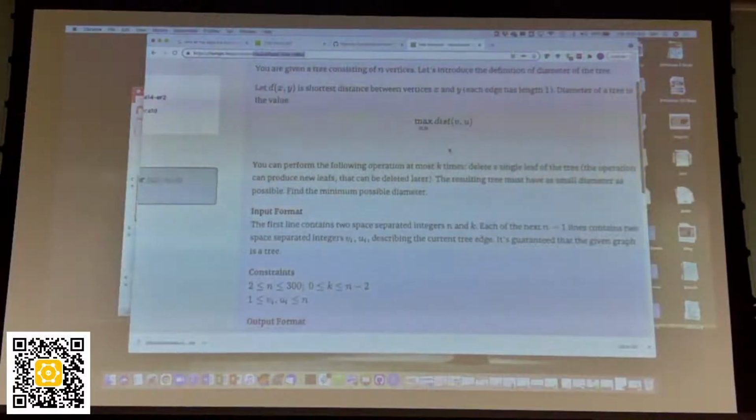Okay, so this is an extension of the problem we looked at last time. You were probably not here. So we looked at this tree diameter problem. You're given a tree, and the diameter is defined as the distance between the farthest pair of vertices. So we saw how we could do this in linear time, essentially.